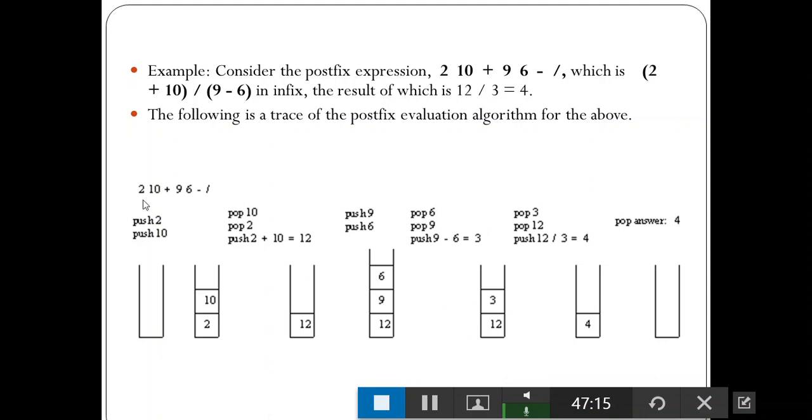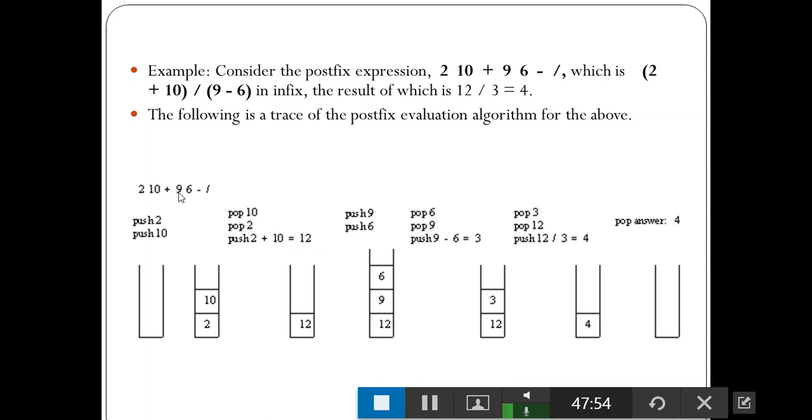Very simple, please. 2 and 10, these are the operands. Simply push into the stack. When you find an operator, pop it, apply that operator, and push the output into the stack. 2 and 10 are operands, we pushed it. When we get plus an operator, we popped up, applied that plus here, and we get the output as 12, and that 12 we are pushing it again back into the stack.